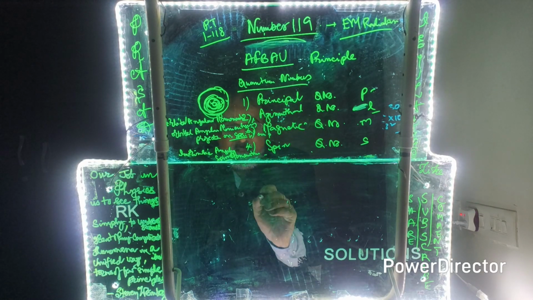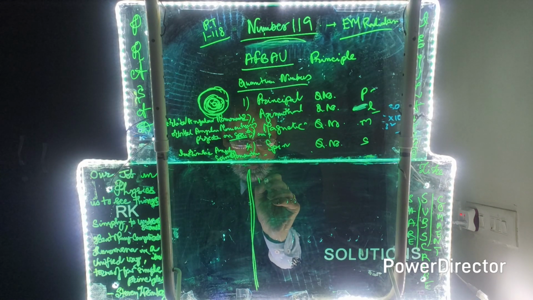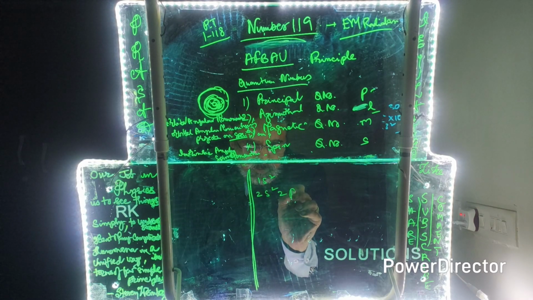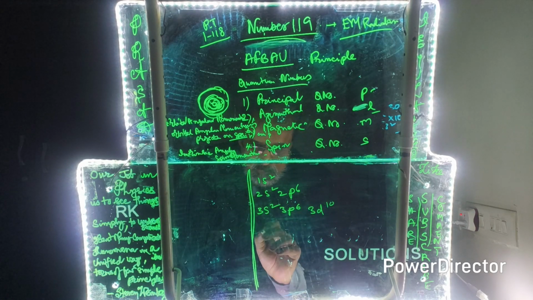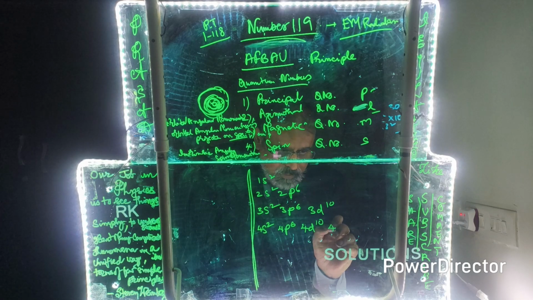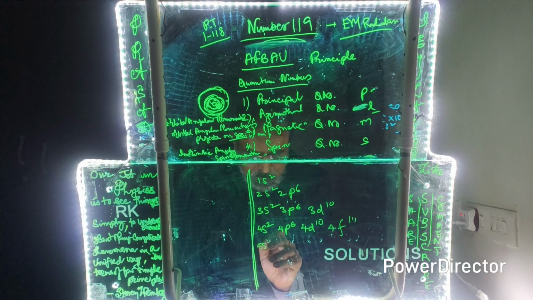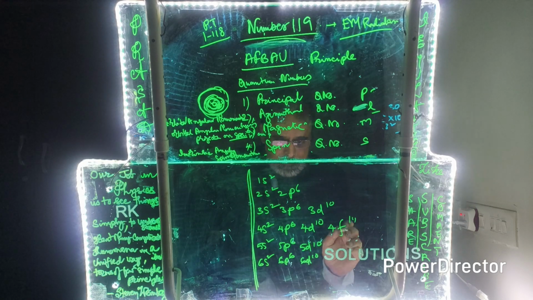So let us say the Aufbau principle says 1s2, 2s2, 2p6, 3s2, 3p6, 3d10, 4s2, 4p6, 4d10, 4f14, 5s2, 5p6, 5d10, 6s2, 6p6, 6d10. Okay, 7s2, we don't need the others, that's why I'm skipping them. 7p6, 8s2, let's say.